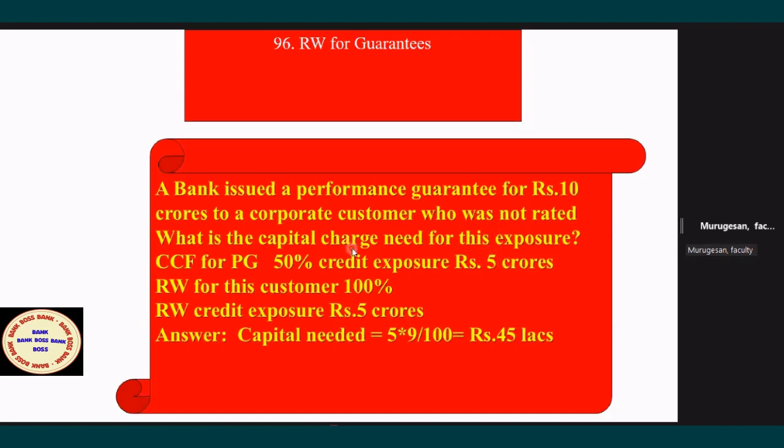But the risk weight: the borrower is unrated, not a rated corporate. It's a corporate, so the risk weight is 100%. So 5 crore, 5 crore. So what is the capital needed? 5 crore into 9% is 0.45 crore. In other words, 45 lakhs.